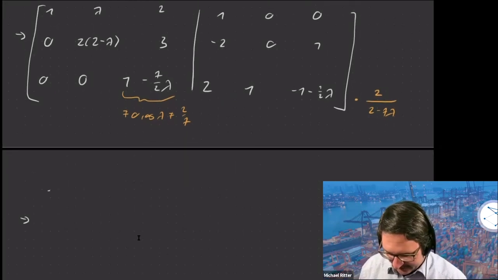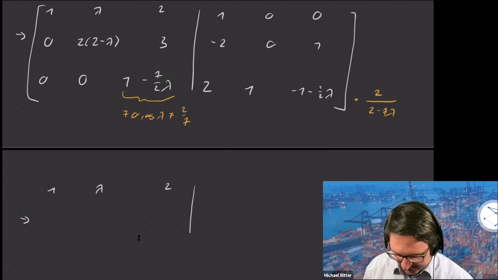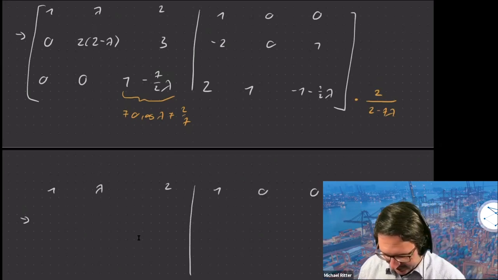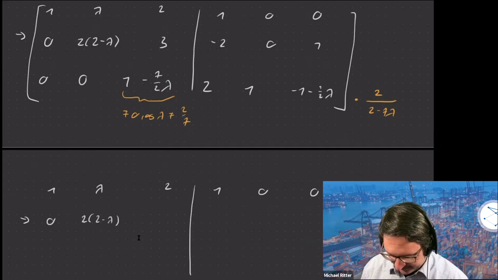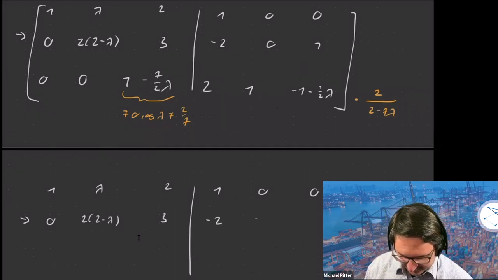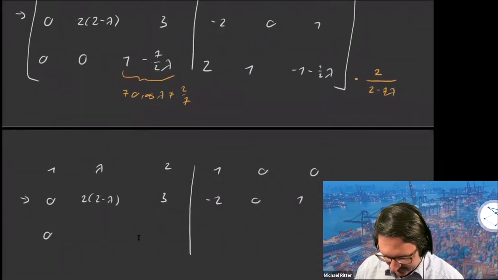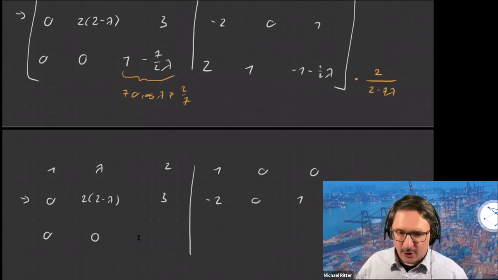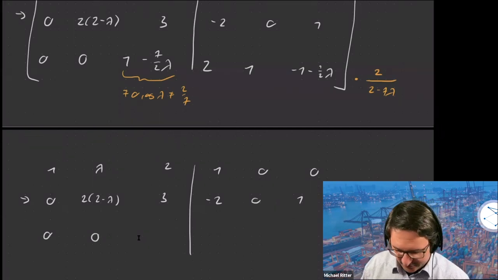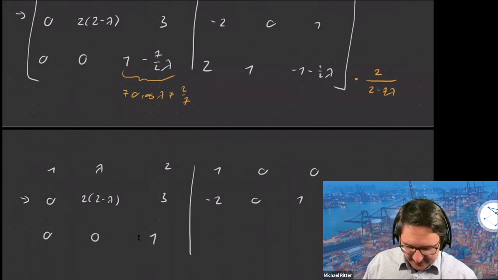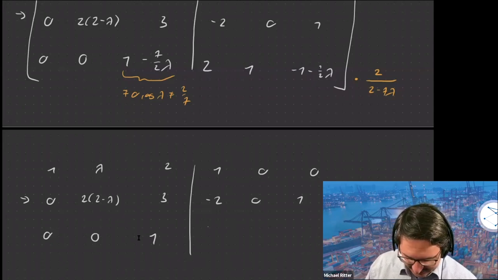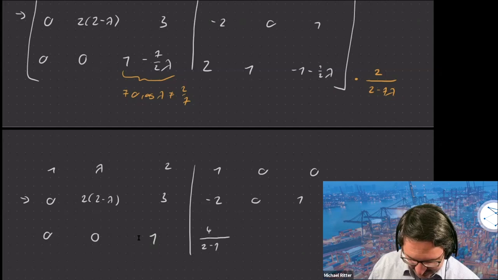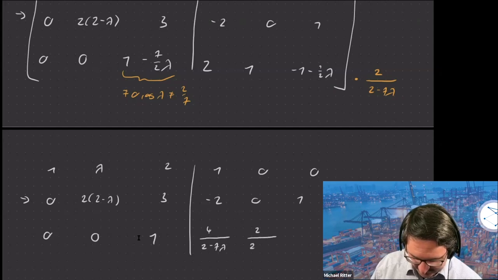Now, what do we get? Let's keep our first row as it is. Keep our second row as it is. And the third row, 0, 0. This is 2 over 2. So we have 2 minus 7 lambda over 2 divided by the inverse. That's, of course, 1. Now here, 2 times this factor, that is 4 over 2 minus 7 lambda. 1 times this factor, that is 2 over 2 minus 7 lambda.